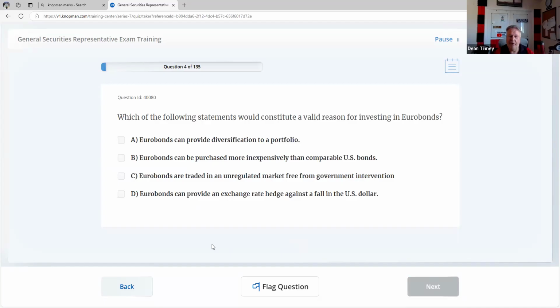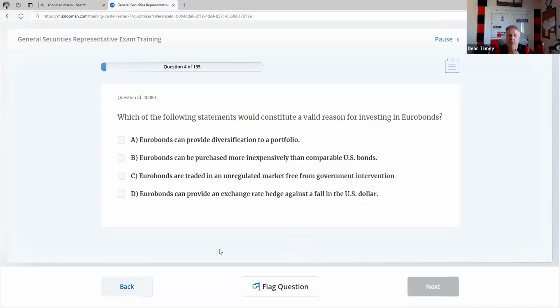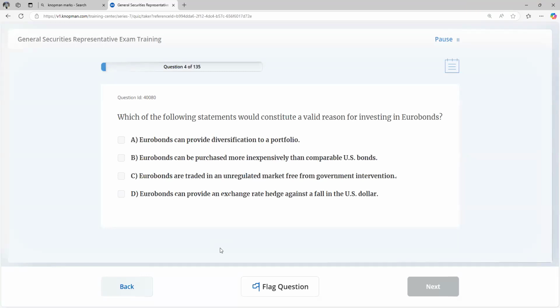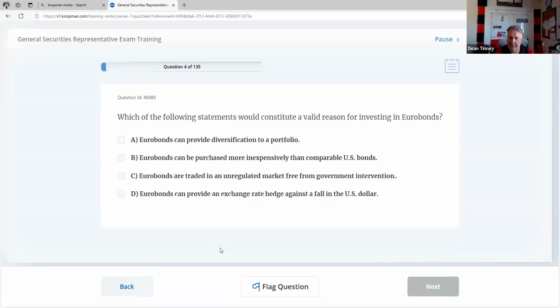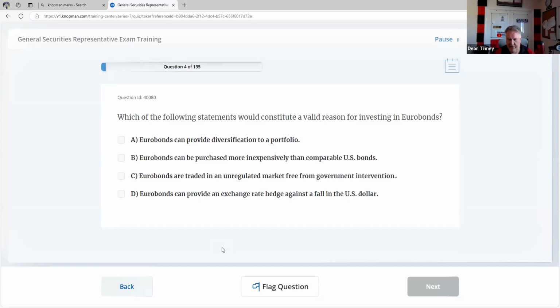Right on. Which of the following statements would constitute a valid reason for investing in Eurobonds? Eurobonds can provide diversification. Eurobonds are denominated in the US dollar. Well, be careful. I said I'm not going to help you, but no, they're not. They're in the foreign currency. That's right. If they were denominated in dollars, it would say Eurodollar. Yeah, the word dollar is missing. So this is denominated in euros.